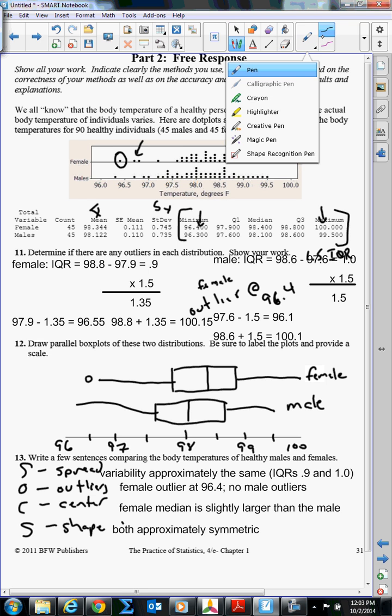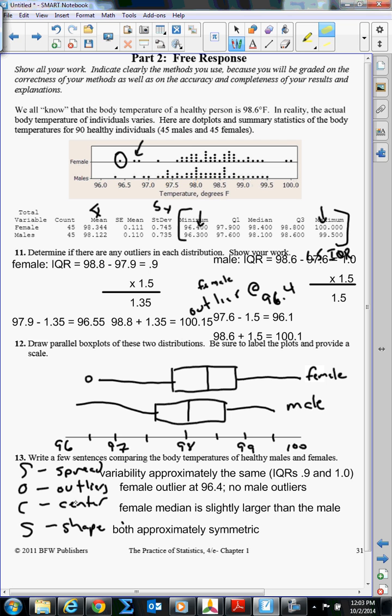Some highlight might be this part. You definitely want to have this in there. And that part. Alright, let's go on to the next page.